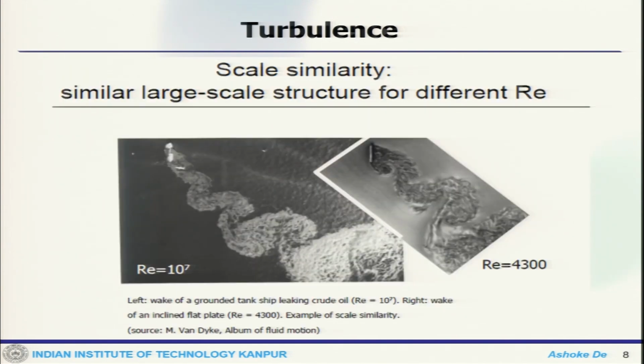Now, one of the important characteristics is scale similarity, which says that there is a similarity of large scale structure for different Reynolds numbers. So, the left hand side picture, which is at Re of 10 to the power 7, is the wake of a grounded tanker ship leaking crude oil. The ship is leaking the crude oil and you see the kind of structure behind it, which is obviously turbulent in nature, there is no doubt about it.